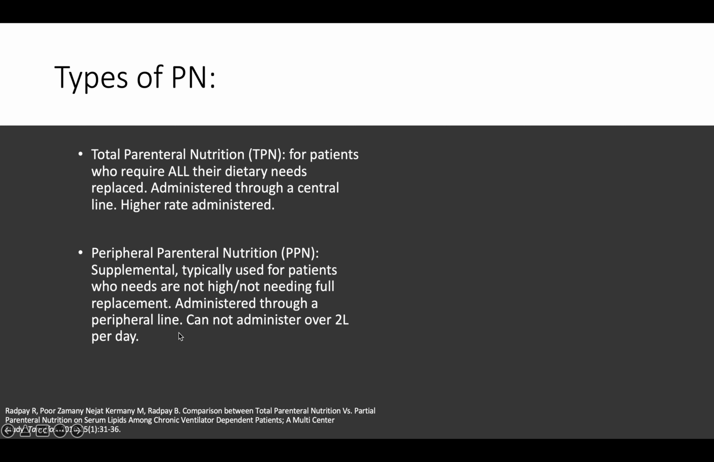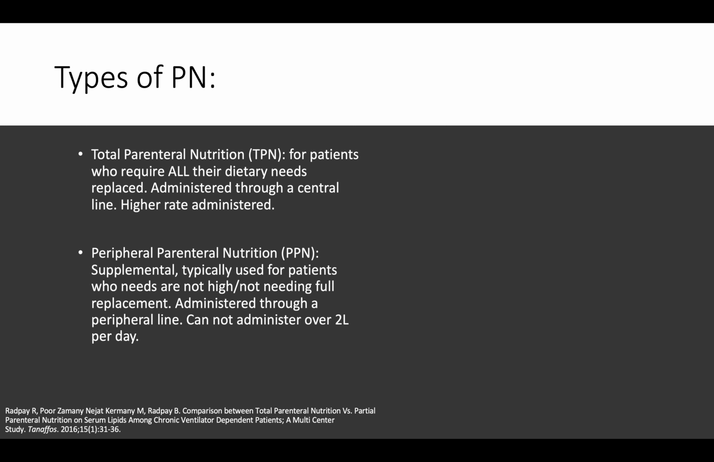They typically go into smaller veins, and so because of that, we cannot administer a very high rate. There is a cutoff as to how much you can administer daily, and the cutoff is 2 liters per day, and so that gives us about 80 milliliters per hour that we cannot go above. And so that's really the two differences.